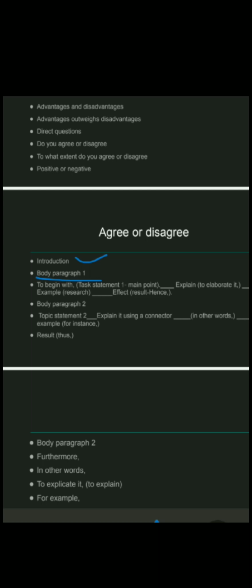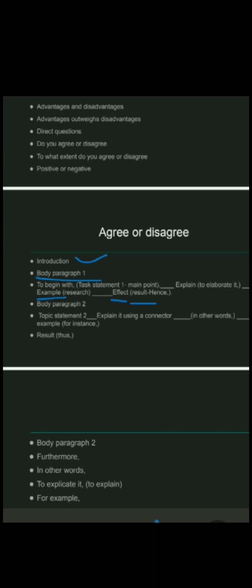Then you have to mention the examples. I will make particular videos on each and every task 2 type, in which you can easily get how you can write every task 2 type. Then you have to write an example. I have written one here. You can also mention an example of any research and effect, and what the result of that is. It really makes the coherence and cohesion.